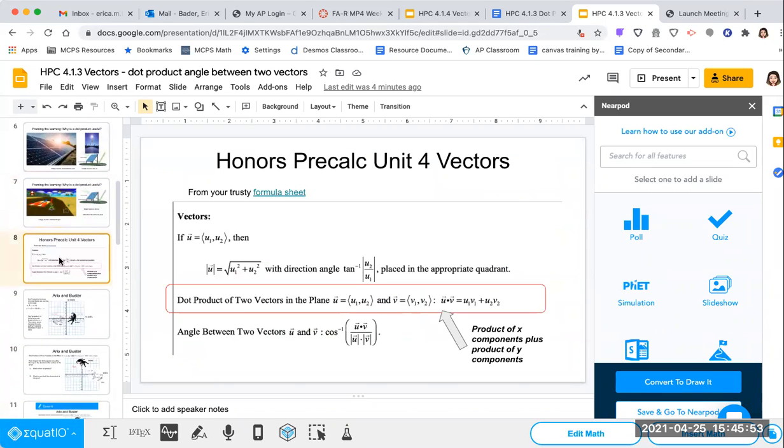Okay, so here's the formula, just like we had it earlier in your formula sheet. I just wanted to show this to you so that you could see what the formula sheet looks like and how it's going to appear whenever you look at your formula sheet for this class. This is the way MCPS has set the dot product of two vectors in the plane formula up. So the way you can think about it is that it's the product of the x components plus the product of the y components. So U1, V1 is just your x components of both vectors, U2, V2 is your y components of both vectors.